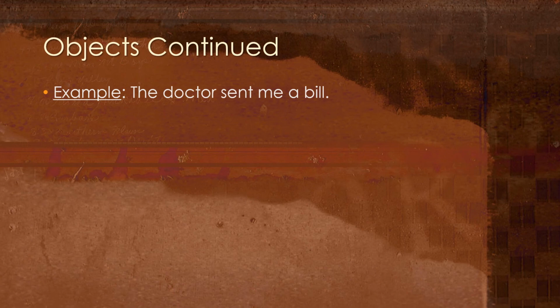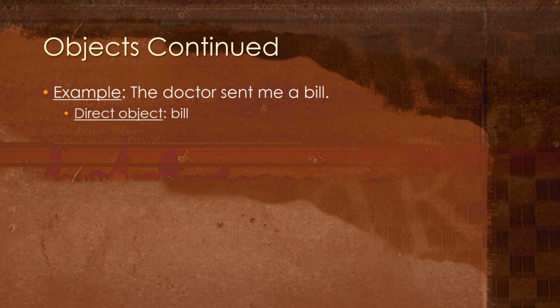The doctor sent me a bill. Okay, a little bit more of a simple sentence here. Who or what is our subject? The doctor, right? The doctor is the one doing the action. What's the one word for what the doctor did? Sent. Now we can take those two things, doctor and sent, and find the direct object. Turn it into a question. What did the doctor send? He sent a bill.